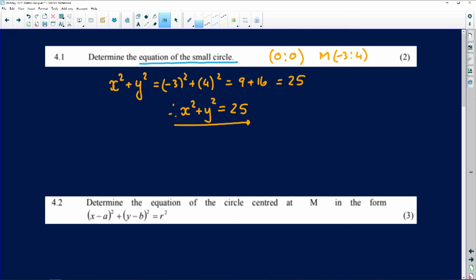The second question. They're asking us to determine the equation of the circle. This time the circle is centered at M, which is up here.